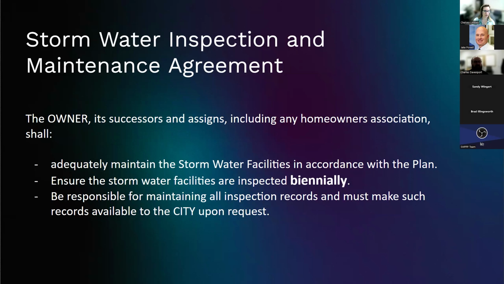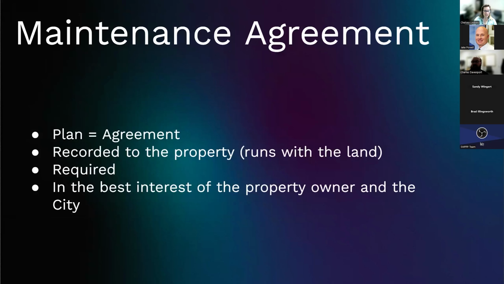That's you looking over it, and we're going to talk about how to look over your system. And then another part is to be responsible for maintaining all inspection records and to make such records available to the city upon request. So not only maintain and inspect your system, but have a record of it so that it's provable because it's in writing. So again, the plan and the agreement are one thing together. The agreement is useless if you don't have a plan, which is that operation and maintenance manual, so to speak, because it references the plan over and over in the agreement, and vice versa.